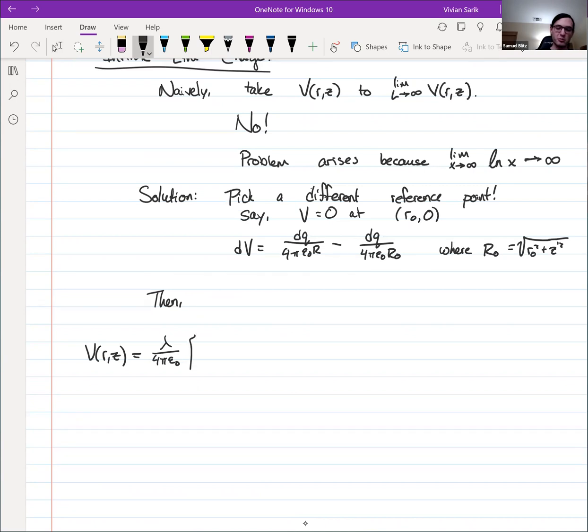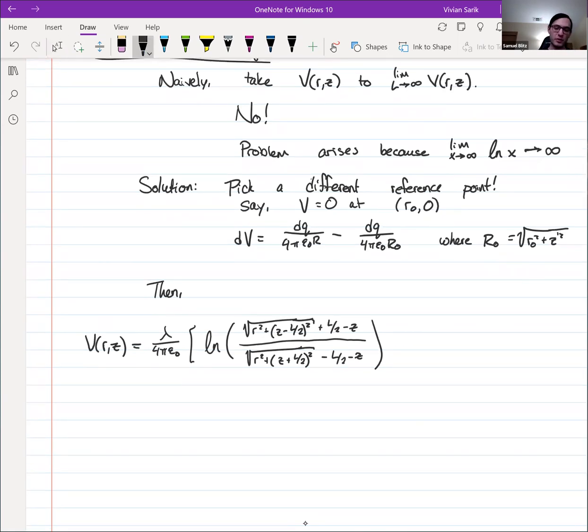Okay, I'll just write it because it's not wanting to work. So it's the log of the square root of r squared plus z minus L over 2, quantity squared, plus L over 2 minus z, divided by square root of r squared plus z plus L over 2, quantity squared, minus L over 2 minus z. That's the first term, minus the log of square root of r naught squared plus L over 2 squared, plus L over 2, minus square root of r naught squared plus L over 2 squared, minus L over 2.